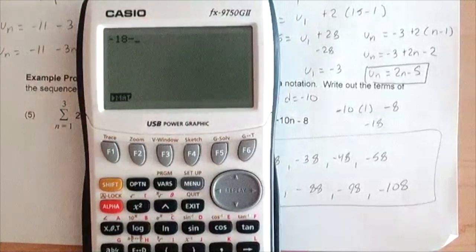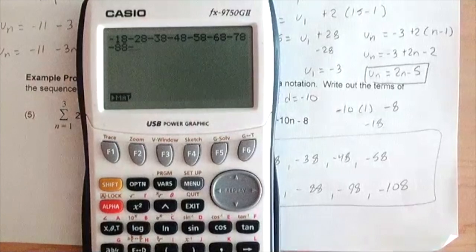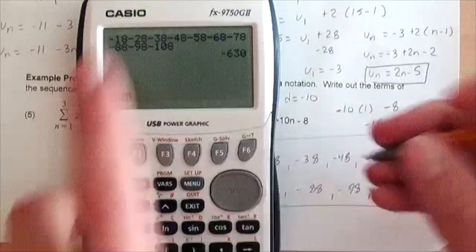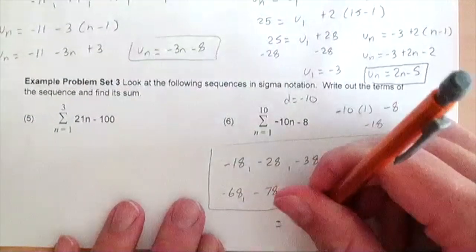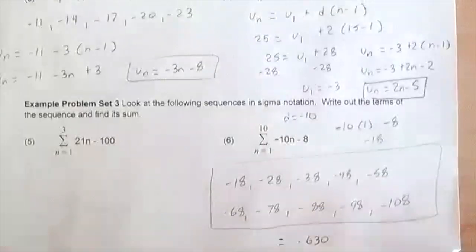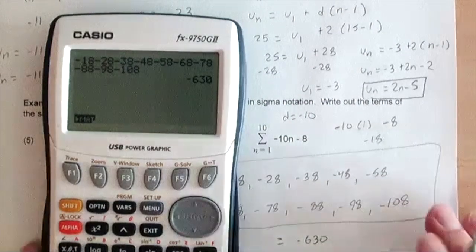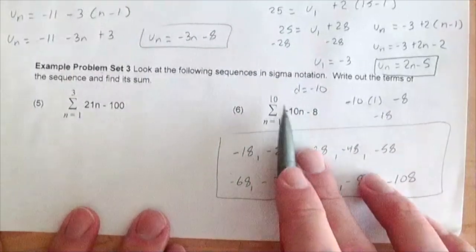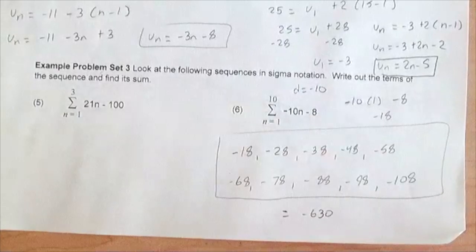So I did this example to show you that you could do this. And that's going to give you the sum as -630. But it was a lot on the calculator. And sometimes you could get way, way more terms. And that's where we want to use the sum formula.